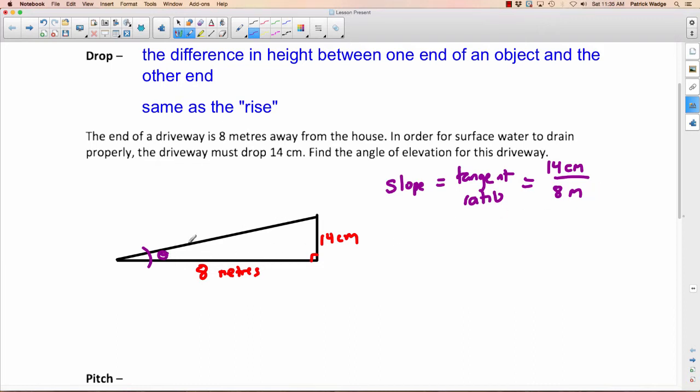Remember, this is not adjacent. This side up here is the hypotenuse. Okay. All right, so now we have the slope. Just get rid of the units, right? Oh no, we can't. How come? They're not the same. We want to have the same units.